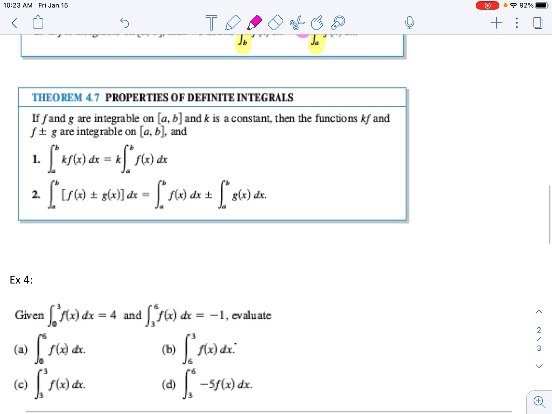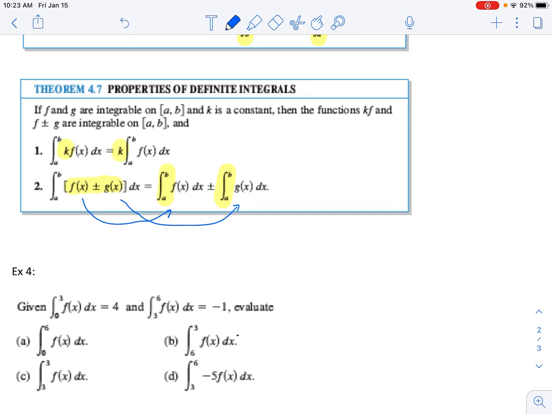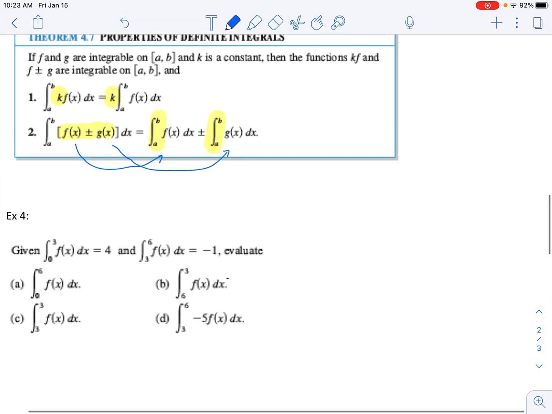And then the other properties in the second box just talk about how we address these constants. So if you have a constant times a function, you can just multiply the overall integral of the regular function times that constant. It's the same thing. And then number 2 says that you can separate out these integrals and do them one at a time, and you can apply the limits to each, f and g, and then add them in the end. And that's the same as having a single integrand of f of x plus or minus g of x. So an example 4 here, we're going to make use of these.